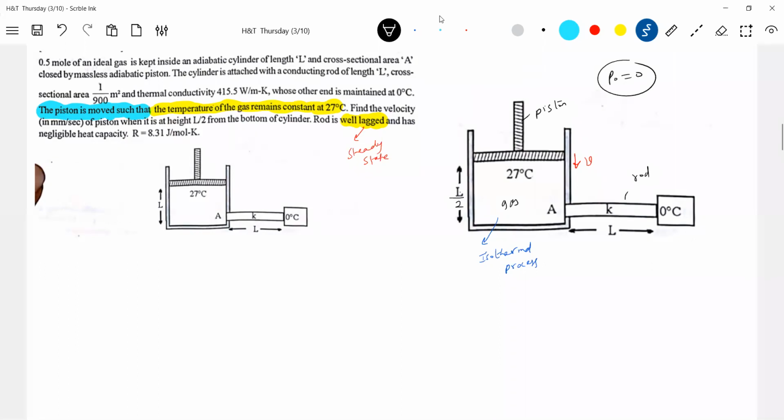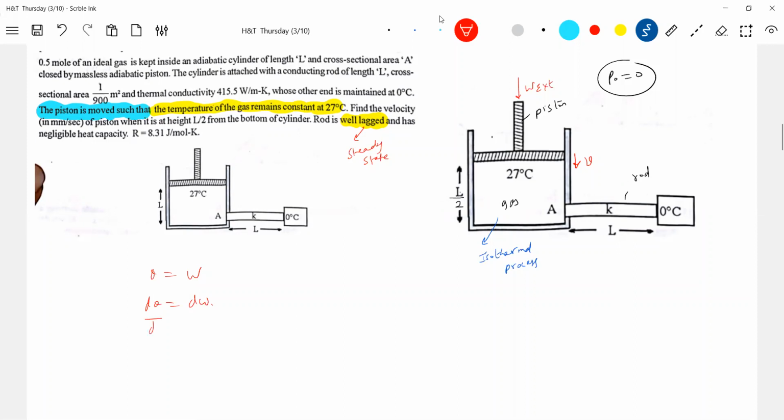Who will push this piston? The external agent. And then in the isothermal process, Q equals W, no? Constantly the external agent is doing work, and what happens to that work? It is converted into heat generated in the gas, and that heat will be transferred by the rod.